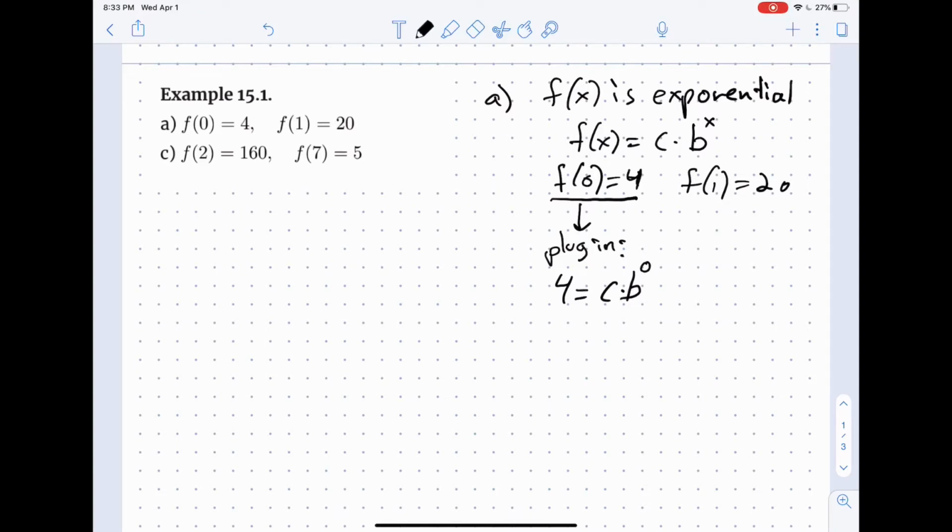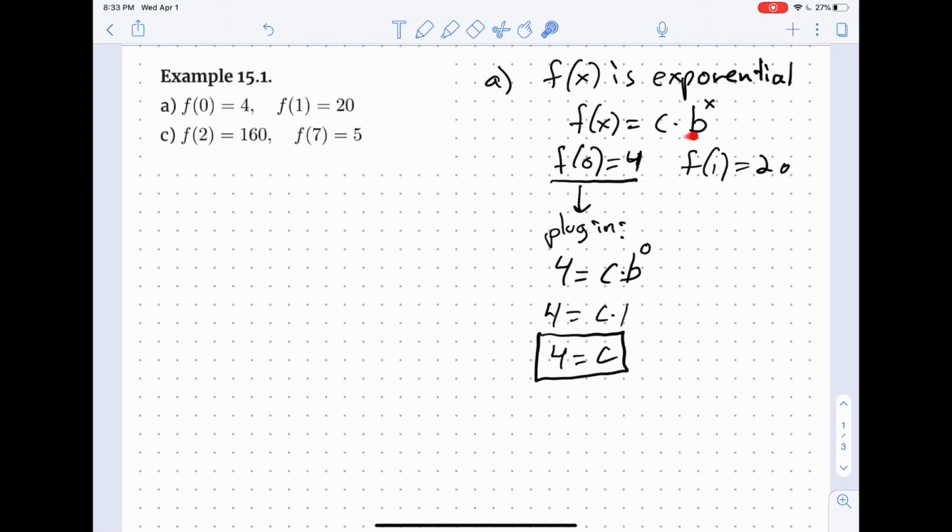Now, this doesn't seem to help, but what's nice is that b to the power 0, since we've decided ahead of time that f of x is exponential, means that b is positive and is not equal to 1. That means any positive number, if you raise it to the power 0, is just equal to 1. So this entire thing is just equal to 1. So here we have that 4 is equal to c times 1. And of course, c times 1 is just c. So this tells us that 4 is equal to c, or c is equal to 4. So we found one of our two numbers already.